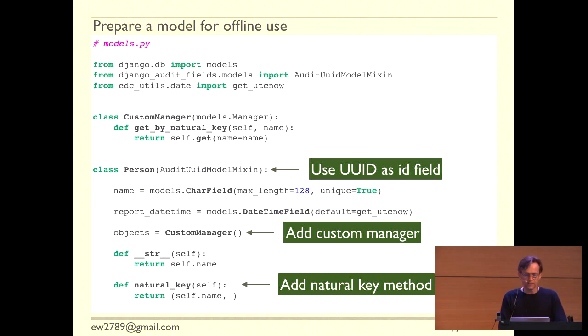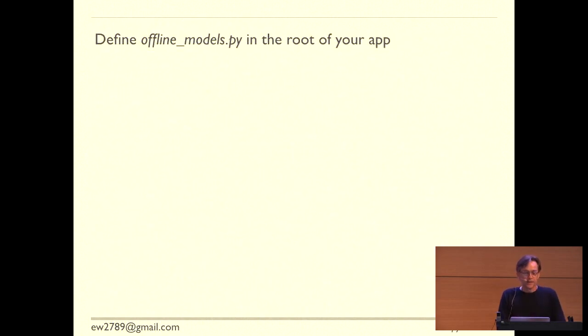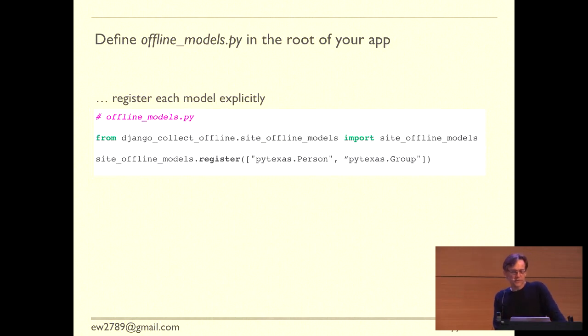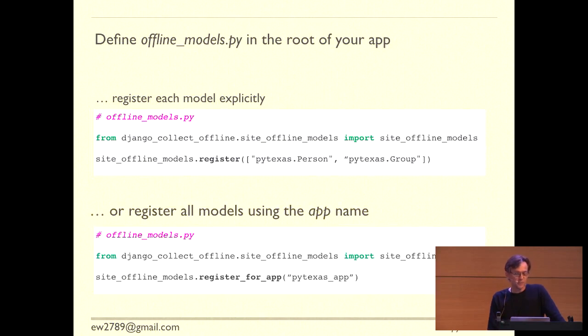So that would be a model, and you can also add foreign keys, or in Django the many-to-many relation. I don't know how many people are familiar with Django, but it'll support all that kind of stuff. Then the next thing is to add an offline models module in your app. That's just where you register which models you want to include in this process. You don't have to include every model. You can either register them explicitly in that offline models.py, or, to be safer, if you want the whole application and all its models to be a part of this, then you just register with the app name.